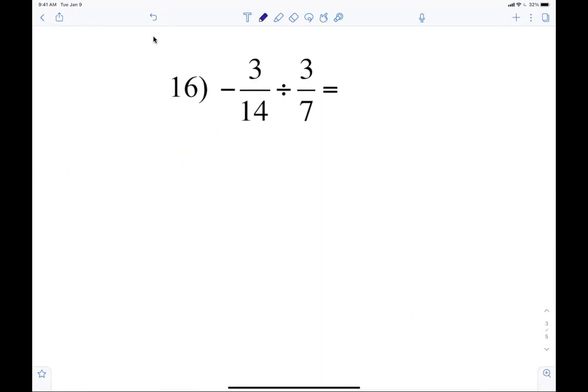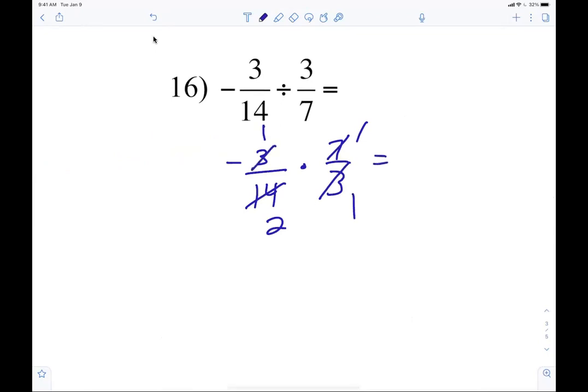So it will be 3 over 14. 7 over 3. 7 turns into 1. 14 turns into 2. Yes. And then 3 turns into 1. Yes. It will be 2. What kind of 1/2? Yes, sir.